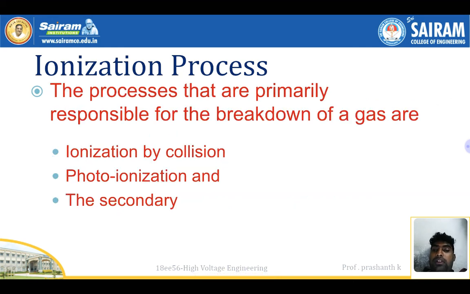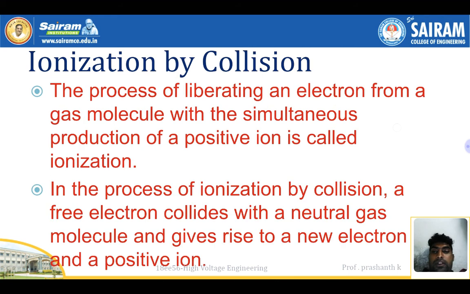The processes primarily responsible for the breakdown of gases are ionization by collision, photoionization, and secondary ionization, right? Ionization by collision means collision between particles. The process of liberating electrons from gas molecules with the simultaneous production of positive ions is called ionization. In ionization by collision, a free electron collides with neutral molecules and gives rise to new electrons and positive ions.